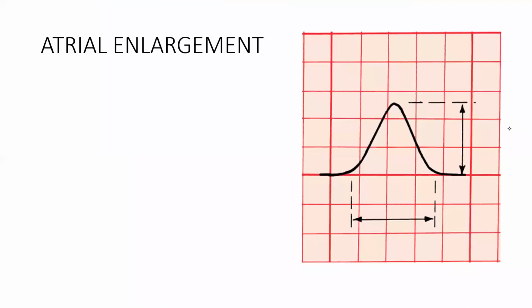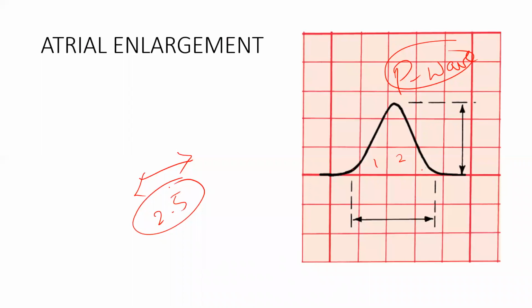So this is your normal P wave. This is the diagram of your P wave. The normal P wave should be here. This is one box, this is two box, and here 0.5. It should be a maximum length of 2.5 in the width, and it should be height-wise 2.5.